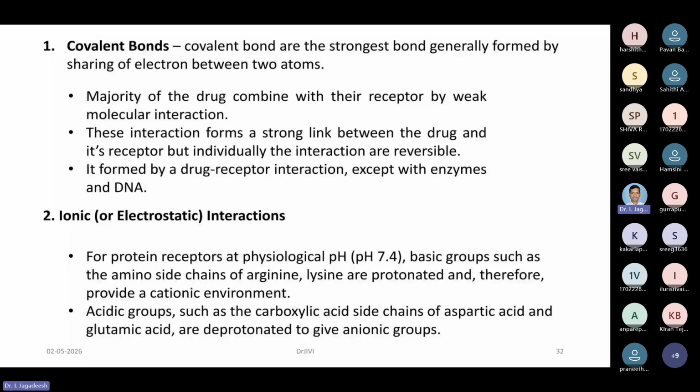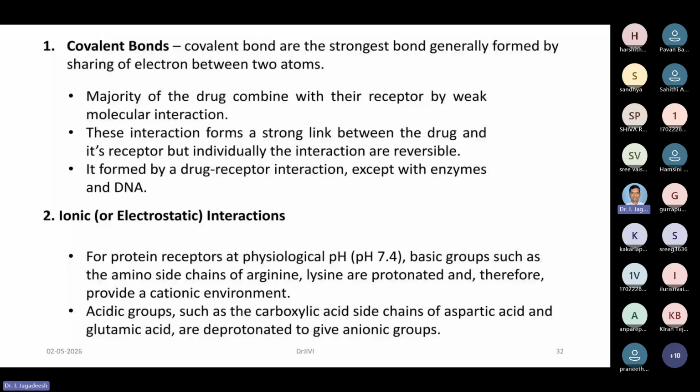And the majority of drugs combine with the receptor only by weak molecular interactions, not by covalent bonds, because we don't expect any irreversible bond. Covalent bonds provide a strong link between drug and receptor, but individually the interactions are reversible. Only then is drug feasibility possible. It is formed in the drug receptor interaction except with enzymes and DNA. If it happens like that, they are irreversibly damaged or mutated. That is the reason we need to handle covalent bonding very carefully.